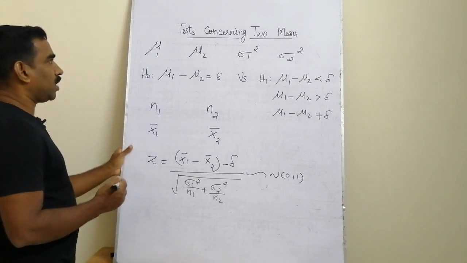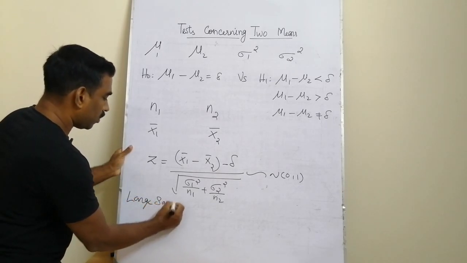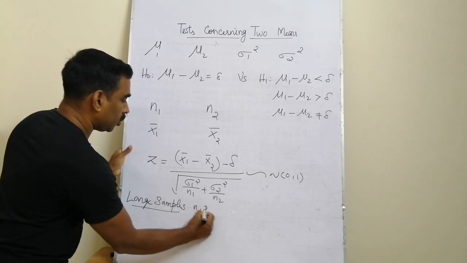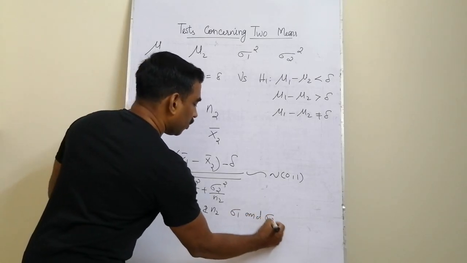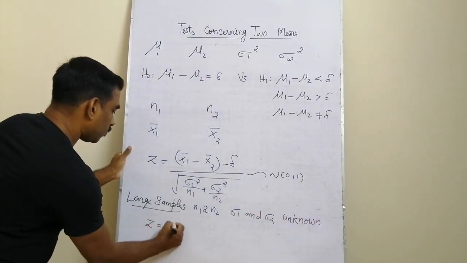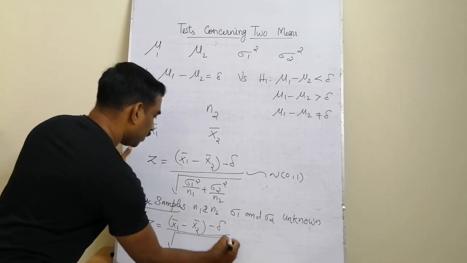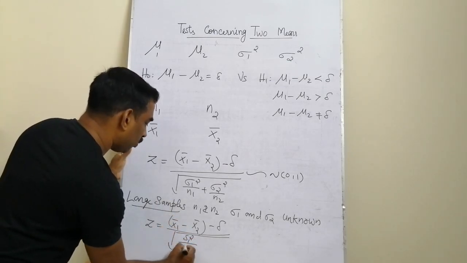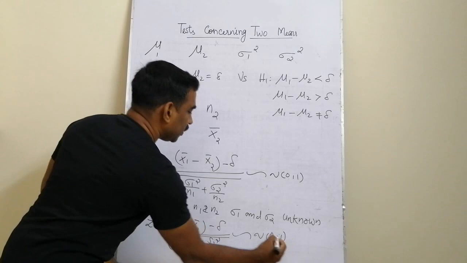If sigma 1 square and sigma 2 square are unknown, and the sample sizes n1 and n2 are large, with sigma 1 and sigma 2 unknown, we use the test statistic z as x1 bar minus x2 bar minus delta, the whole divided by square root of, replacing sigma 1 square by the sample variance, s1 square by n1 plus s2 square by n2, and this follows normal distribution, that is N(0,1).